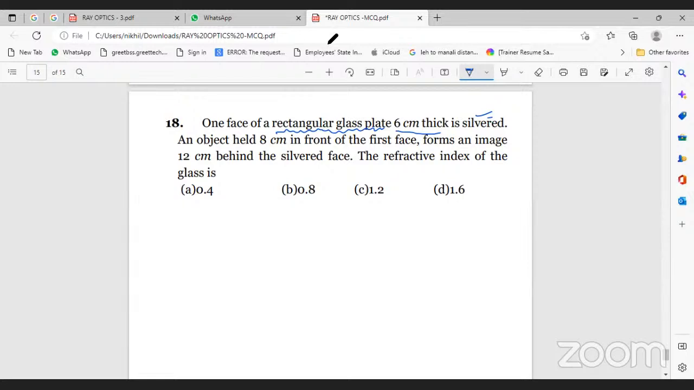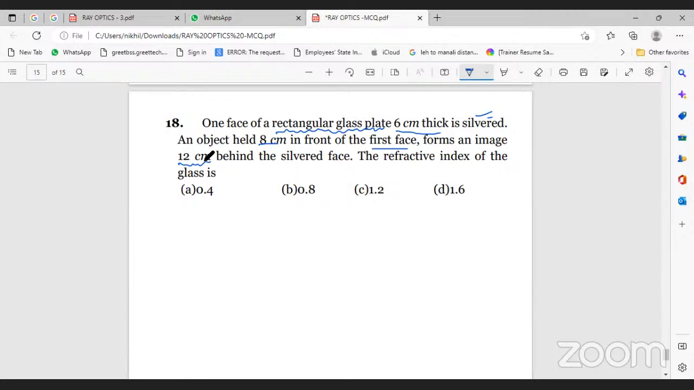Yeah. The object is held 8 centimeter in front of the first face, right? That forms the image where? 12 centimeter behind the silver face. They are expecting you to find what? The refractive index.